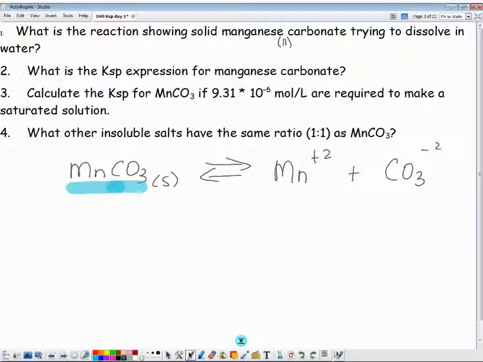What is the Ksp expression for this reaction? Now, let's make sure we put in states. That's a solid, and I don't have to label these as aqueous because they're showing that they're ions, which implies they're aqueous, but I would like to put in aqueous for you. So Hayden, help me out. Tell me what that Ksp expression would look like.